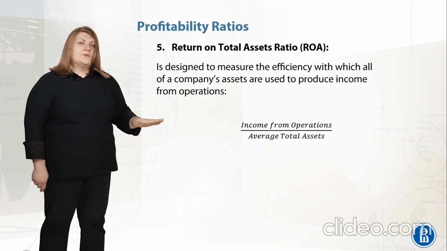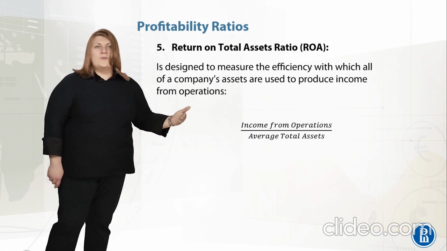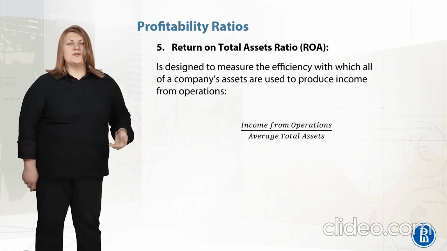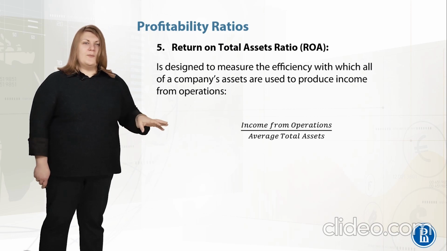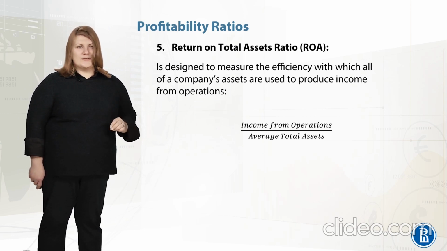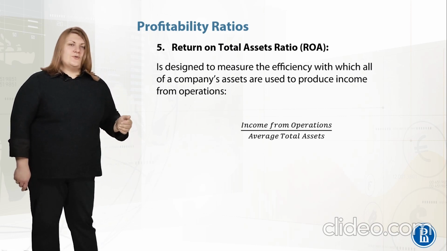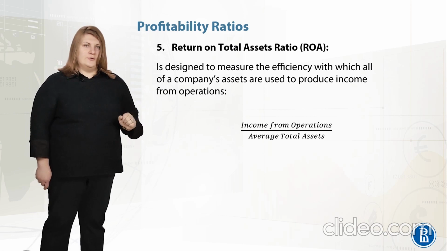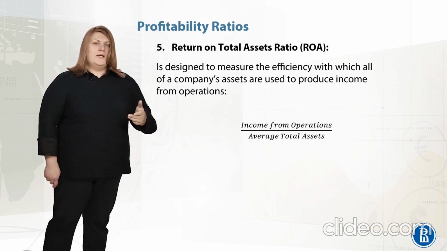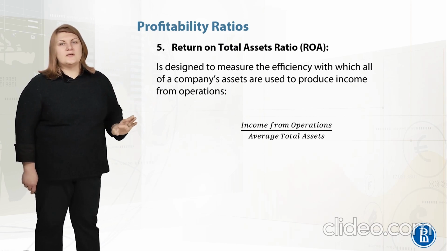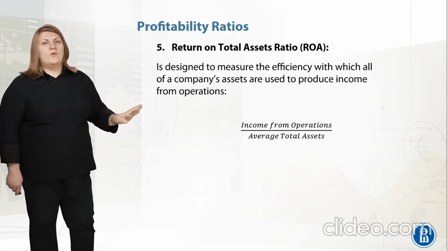Now, return on total assets ratio, or ROA. This ratio is designed to measure the efficiency with which all of the company's assets are used to produce income from operations. And it is usually represented as income from operations over the average total assets. Here, a low ratio in relation to other companies in the same industry may indicate overinvestment.